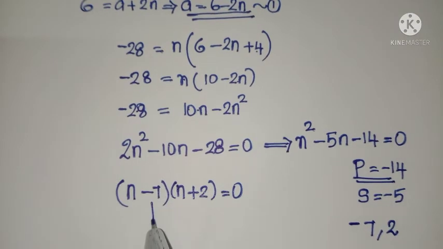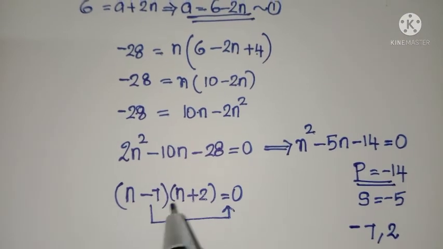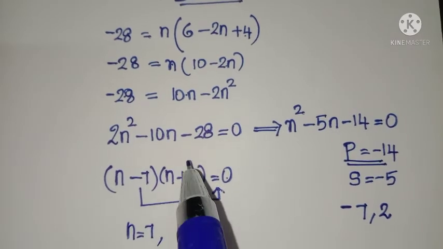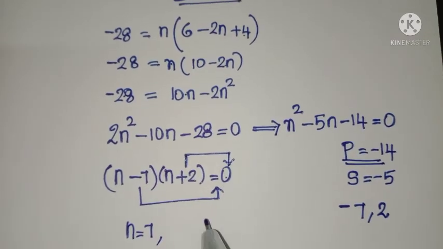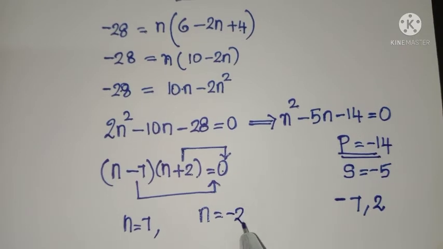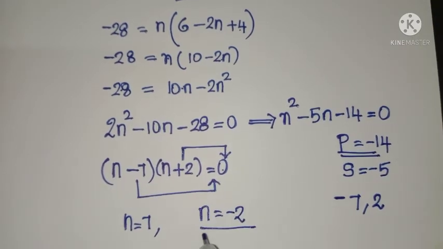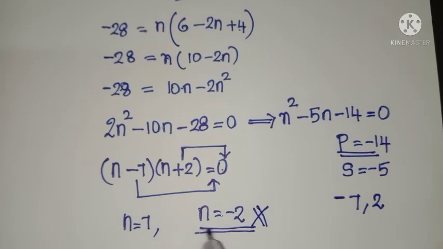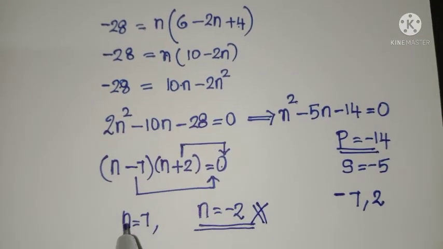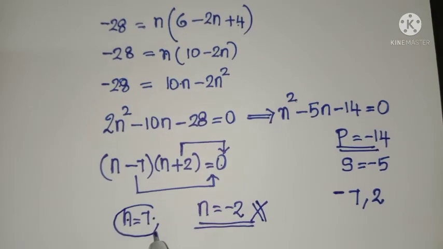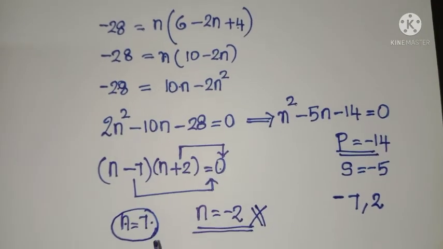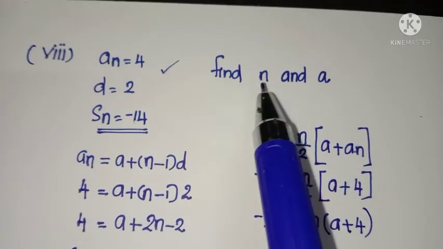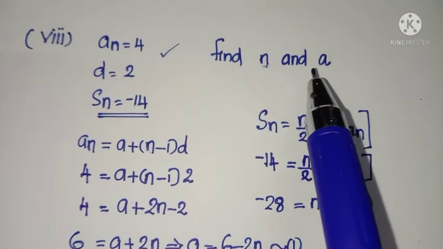Now equate each factor to 0. n minus 7 equal to 0 implies n equal to 7. n plus 2 equal to 0 implies n equal to minus 2. Here n equal to minus 2 is not possible because it is a negative number. So n equal to 7. n means number of terms, equal to 7. That is one of our questions: find n. So n equal to 7.